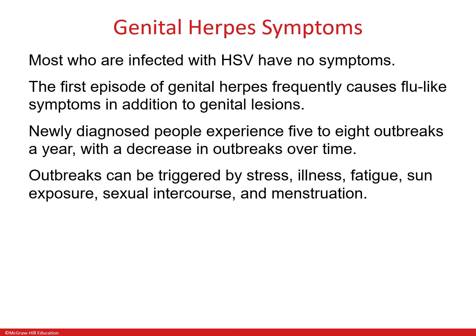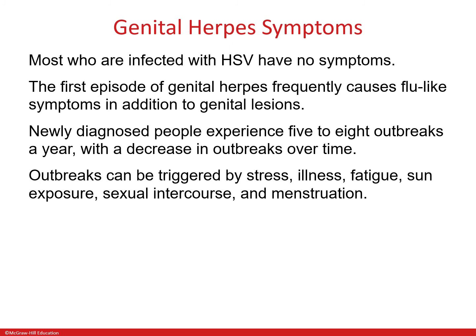Most people who are infected with HSV have no symptoms. Those who develop symptoms often first notice them within 2 to 20 days of having sex with an infected partner. The first episode is usually like a flu-like symptom in addition to genital lesions. The lesions usually heal within 3 weeks, but the virus remains alive in an inactive state in nerve cells.